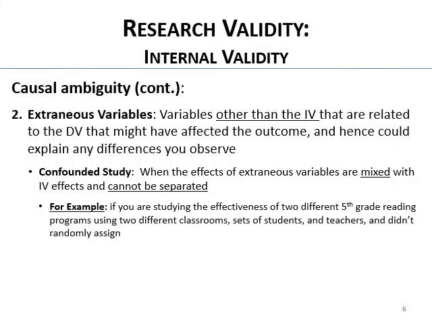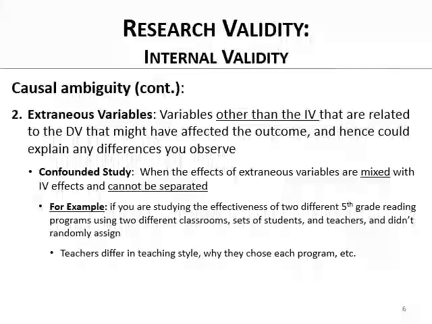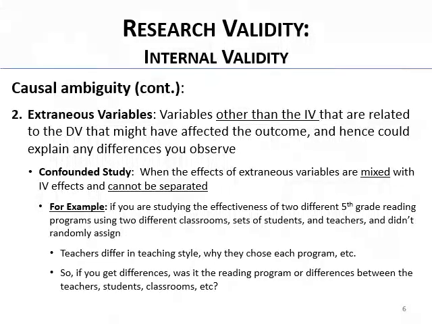So, for example, let's say you're studying the effectiveness of two different fifth grade reading programs using two different classrooms at a school, two different sets of students, and two different teachers. And let's say you didn't randomly assign the students within each class to the type of reading program. Well, the teachers probably differ in their teaching style, why they chose each program that they decided to use, and so forth. So if you get differences between the classrooms, was it the reading program, or was it differences between the teachers, the students, the classrooms, etc.? The point again, you don't know. You have extraneous factors that could explain differences that you see.